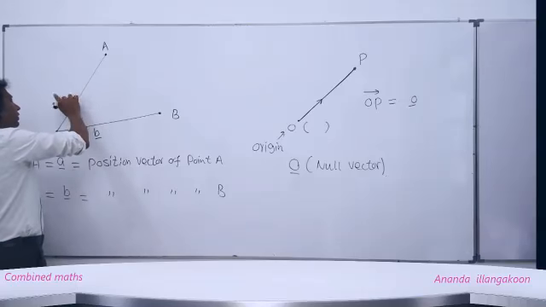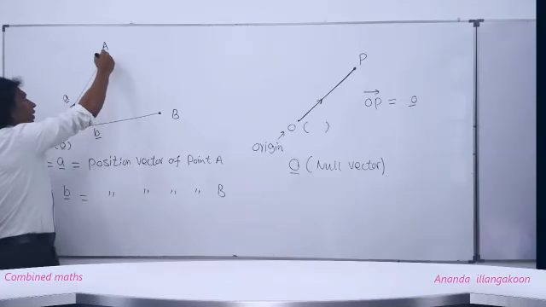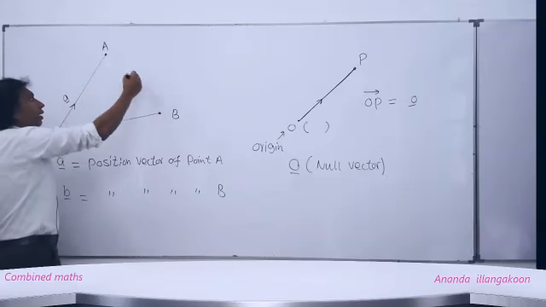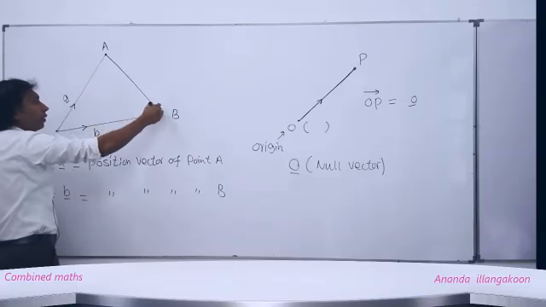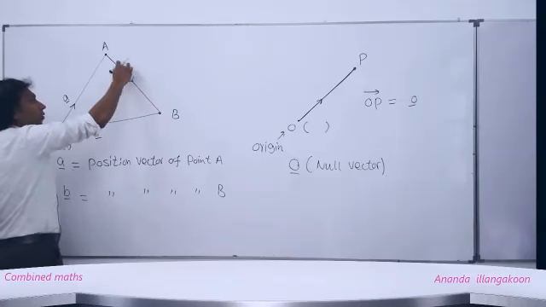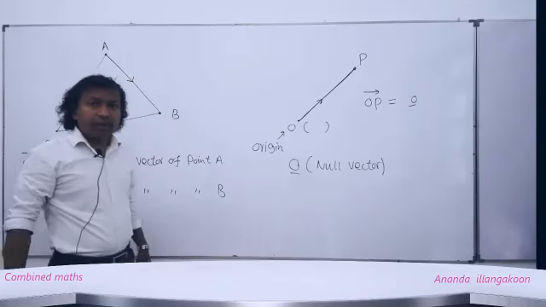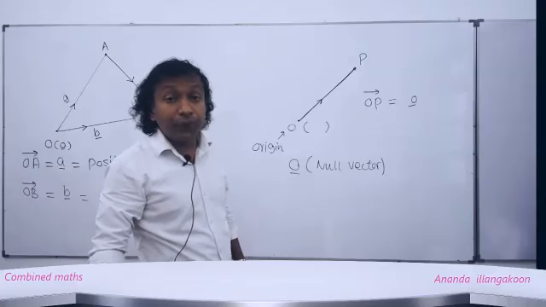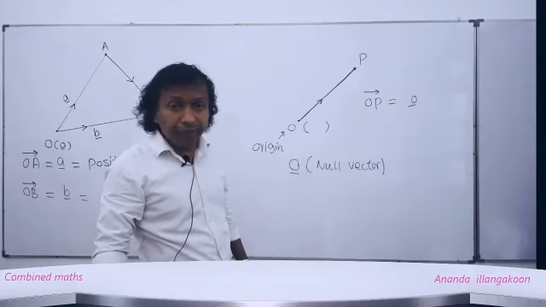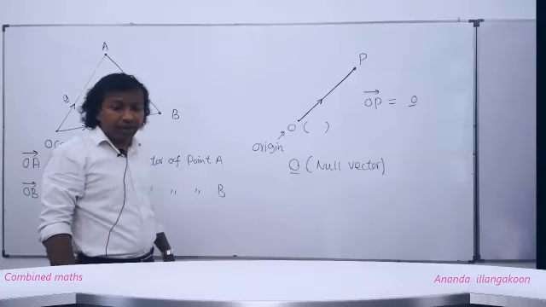Then our next theory part is this. The vector starting from A and ending at B, this vector AB, I am going to find using the position vectors of the points A and B. Understood? Right. Write down like this, people.